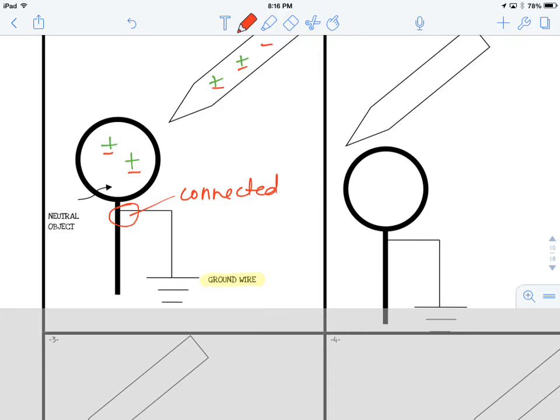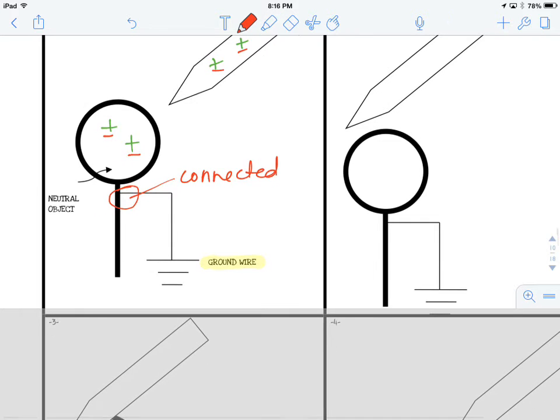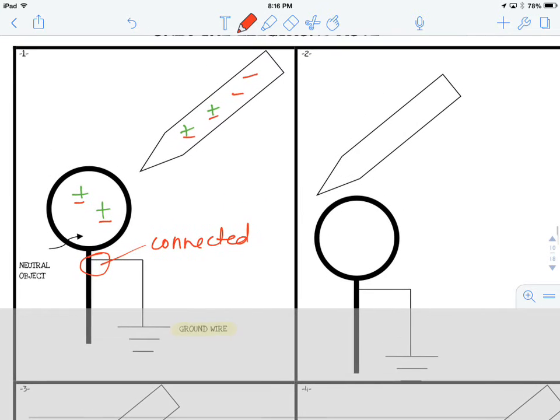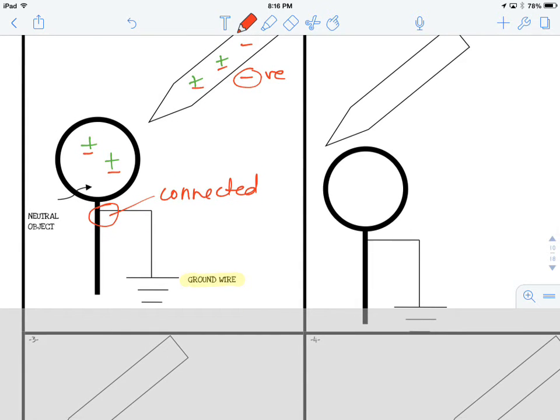A ground, as we've talked about, is a wire or a pathway for electrons to either leave or arrive, and they can go to the Earth, because the Earth is either a massive supply or a massive sink for electrons. So here we have our negative rod, and we bring it close to a grounded neutral object.